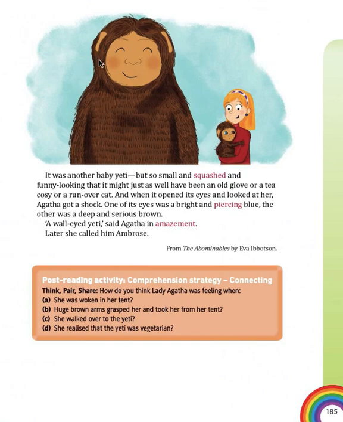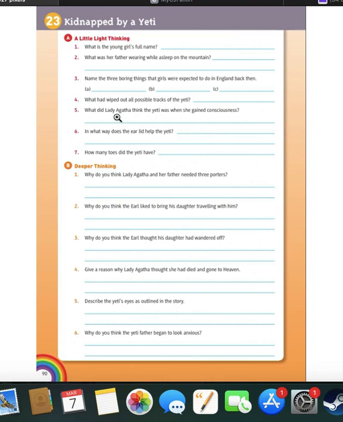And then what I want you to do are the part A questions in the portfolio book. What is the young girl's full name? What was her father wearing while asleep on the mountain? Name the 3 boring things that the girls were expected to do in England back then. 4. What had wiped out all possible tracks of the Yeti? 5. What did Lady Agatha think the Yeti was when she gained consciousness? Which means when she came back from being either asleep or knocked out or whatever happened. In what way does the earlid help the Yeti? And how many toes did the Yeti have?